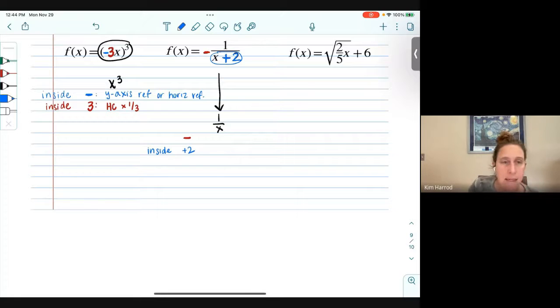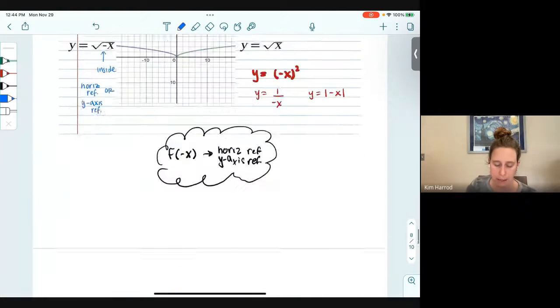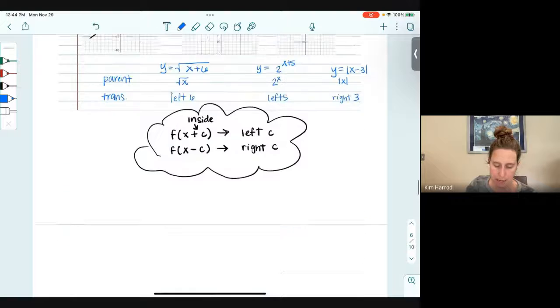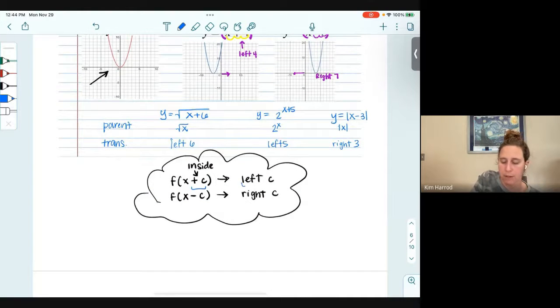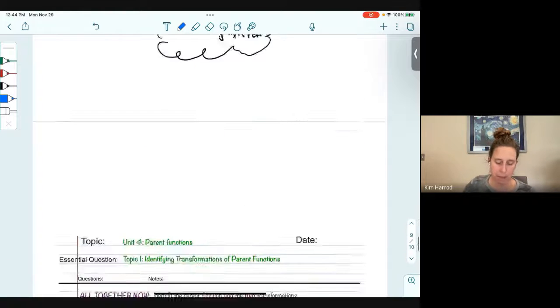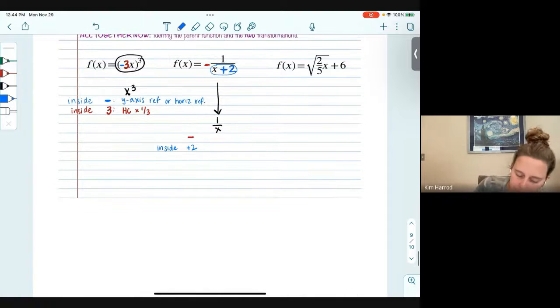And when it is inside with a plus sign, if we go back to that, that was my 4th slide here, that translates as left by whatever amount that is. So this is going to be left 2.